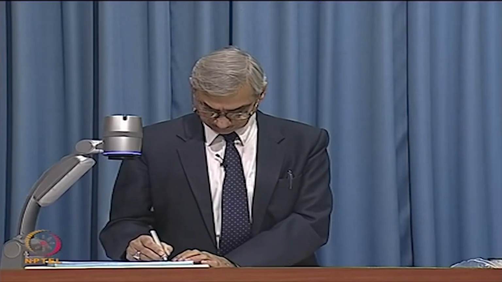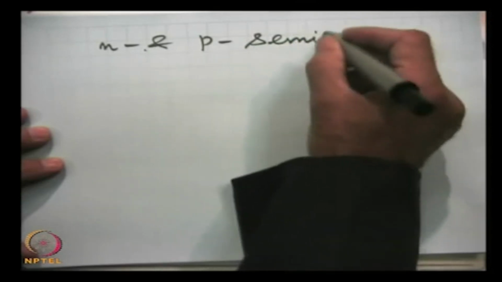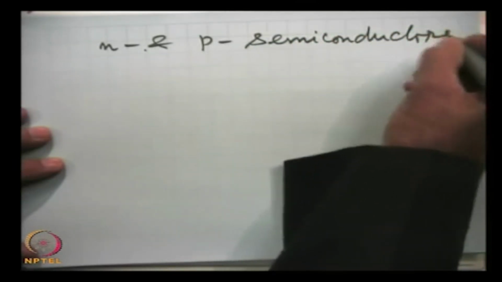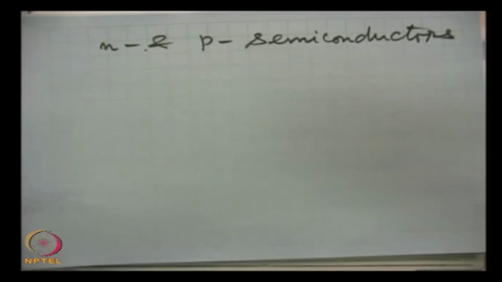Now, how do we get N and P type semiconductors? N and P semiconductors are obtained by doping them. What is doping? Doping is a process in which we mix known, very small quantities of an external material.